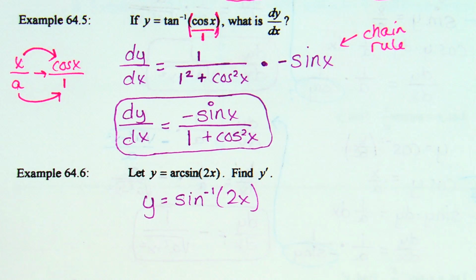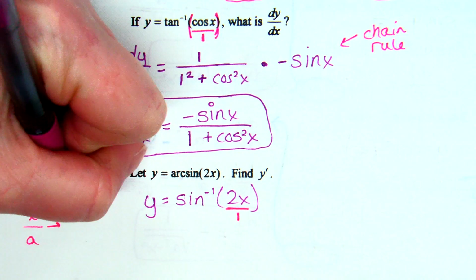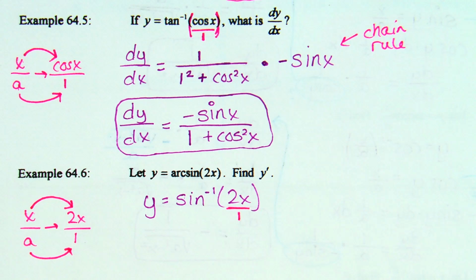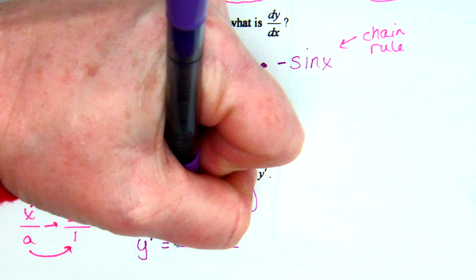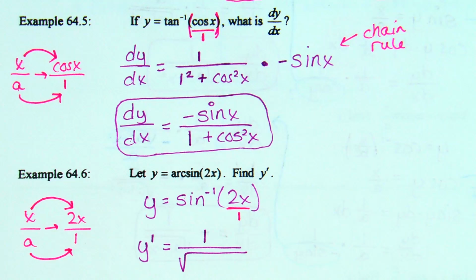And so when I think about x over a, I'm thinking about 2x over 1. So every place in my definition I see x, I'm going to put in 2x. Every place I see an a, it's still just a 1. So what's the derivative of sine inverse of something? If you look up top, the derivative of sine inverse of something is 1 over the square root of a squared minus x squared.